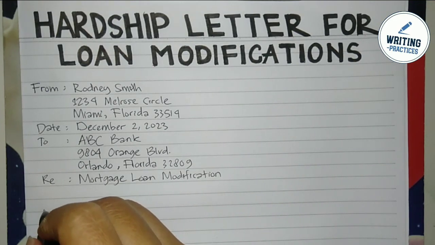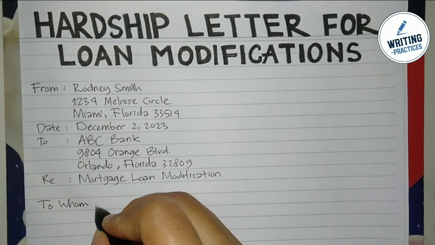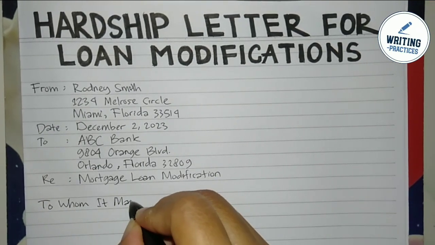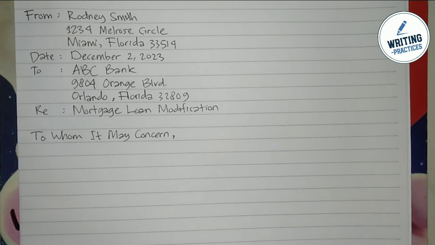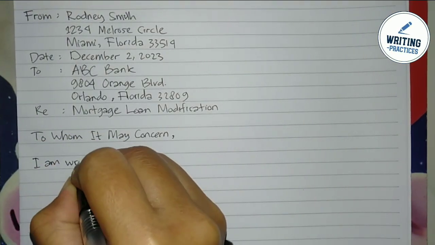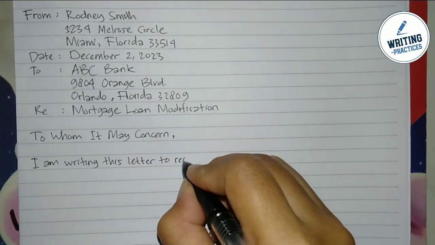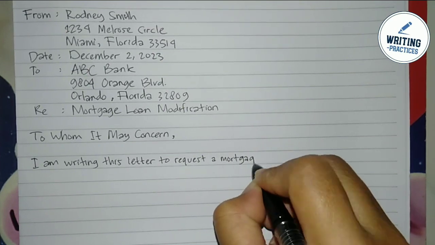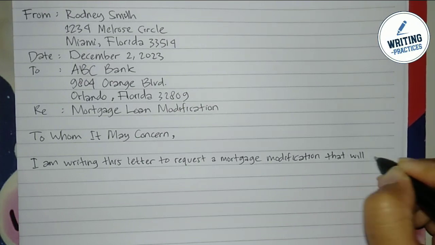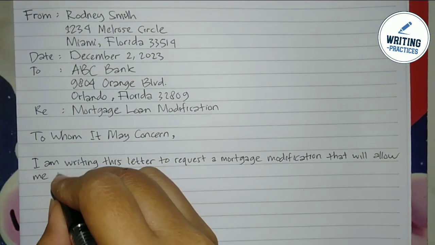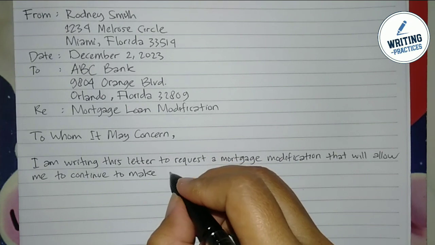And you can then open the letter with salutation. Since you have no idea about the name of the recipient, simply write Dear Sir or Madam. Or you can also write To Whom It May Concern. In the first paragraph, tell the reason why you are writing this letter. Here, you can simply write, I am writing this letter to request a mortgage modification that will allow me to continue to make my mortgage payment. Just by reading this, the recipient will immediately understand the point of the letter.